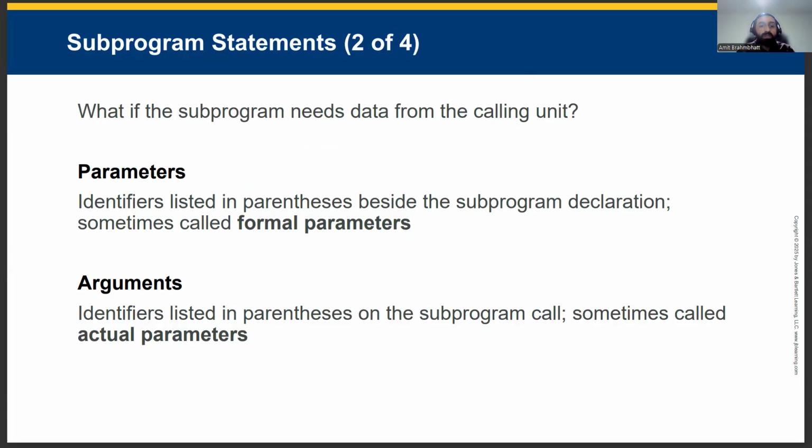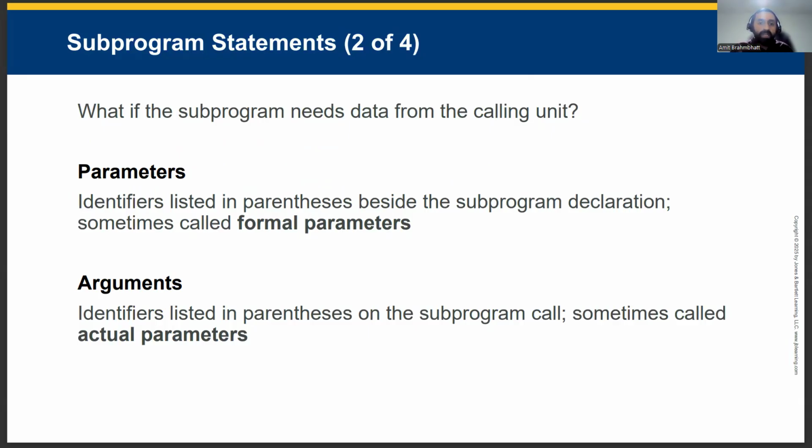Parameters and arguments. Here we describe how data is passed into subprograms. Parameters are the identifiers listed in the subprogram's declaration. They act as placeholders for incoming values. These are often called formal parameters. Arguments are the actual values or variables provided when the subprogram is called, known as actual parameters.